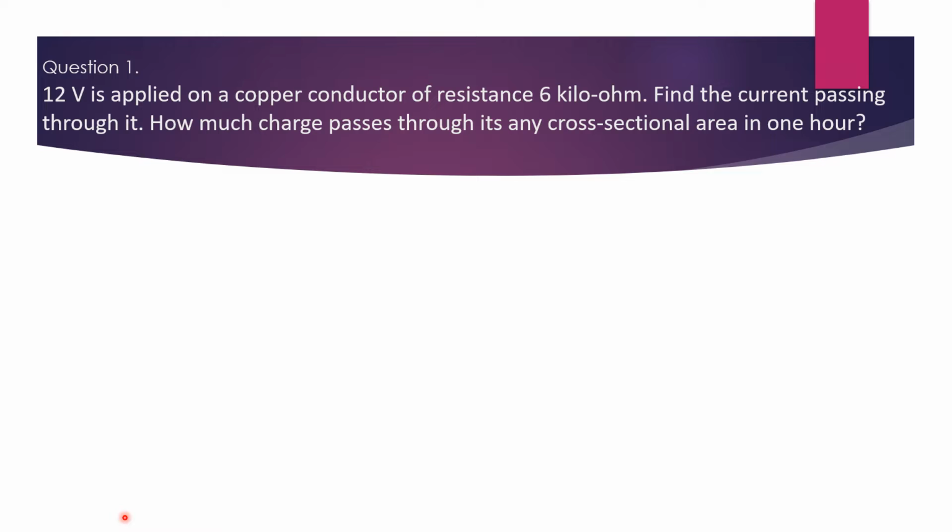Question number 1. 12 volt is applied on a copper conductor of resistance 6 kilo ohm. Find the current passing through it. How much charge passes through its any cross-sectional area in 1 hour?